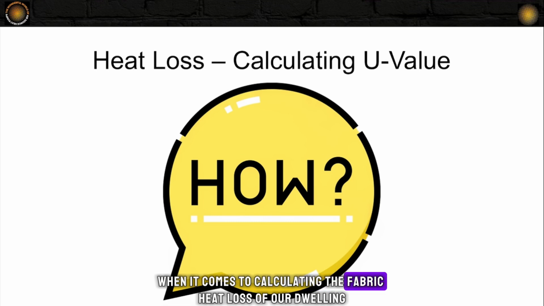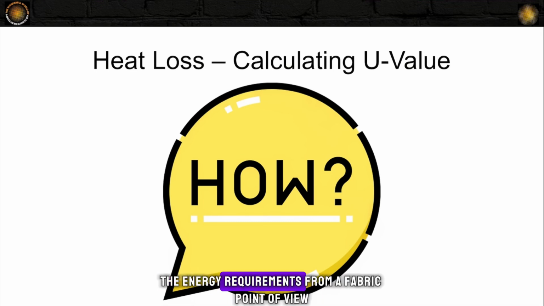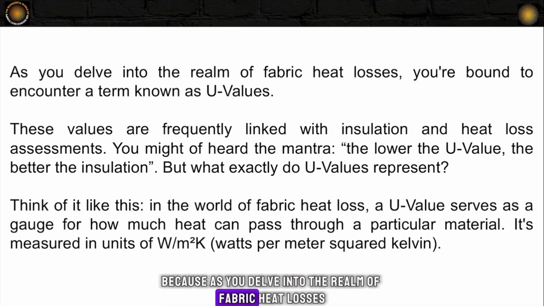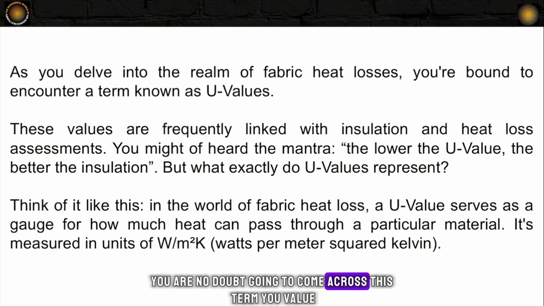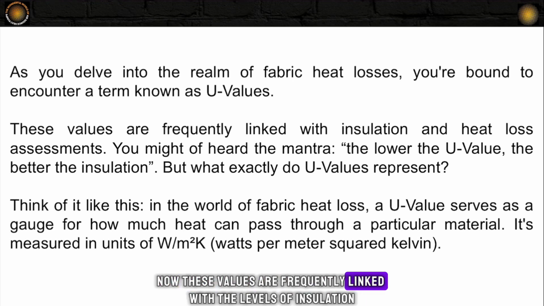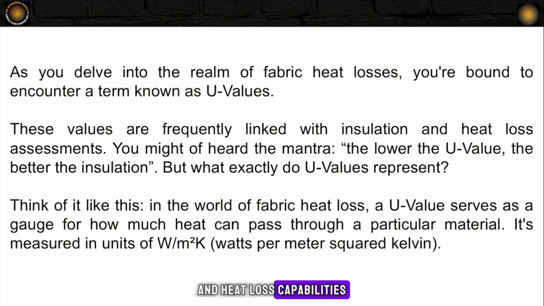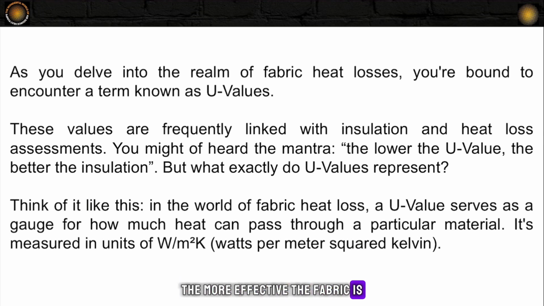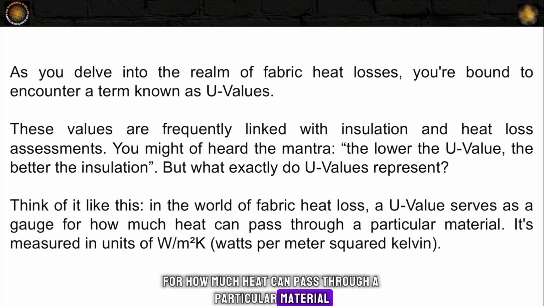When it comes to calculating the fabric heat loss of our dwelling, the energy requirements from a fabric point of view, then ascertaining an accurate U value is absolutely essential. Because as you delve into the realm of fabric heat losses, you are no doubt going to come across this term U value, whether it's digital software or traditional paper-based. Now, these values are frequently linked with the levels of insulation and heat loss capabilities. You might have heard people talk about the lower the U value, the more effective the fabric is, and it's true. So think about it like this. A U value serves as a gauge for how much heat can pass through a particular material, and we measure it in units of watts per square meter Kelvin, and we'll come to Kelvin just shortly.